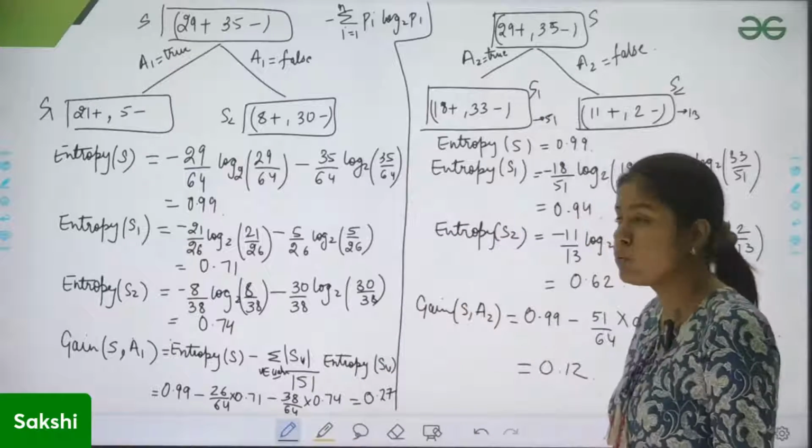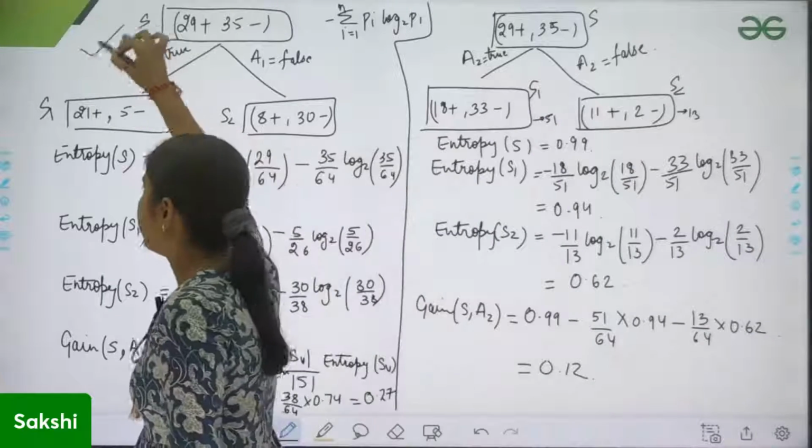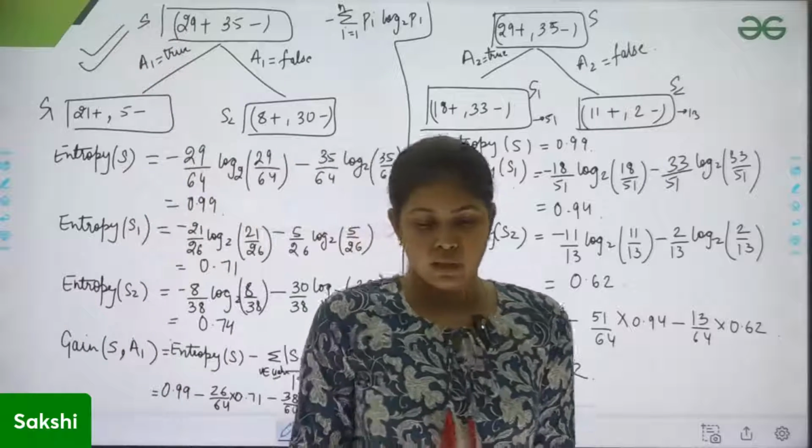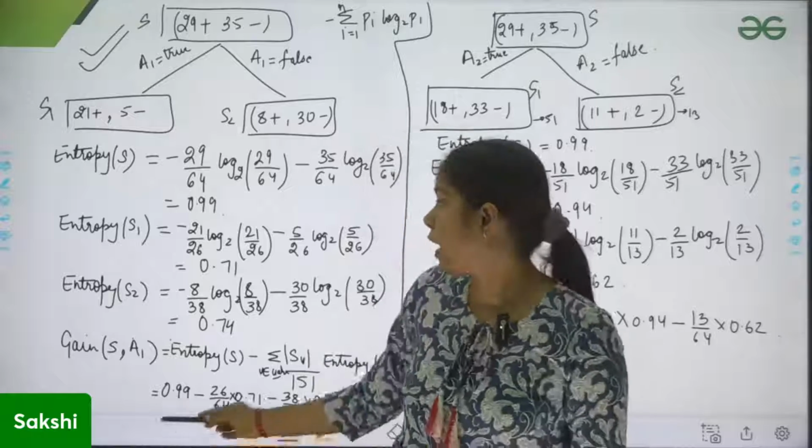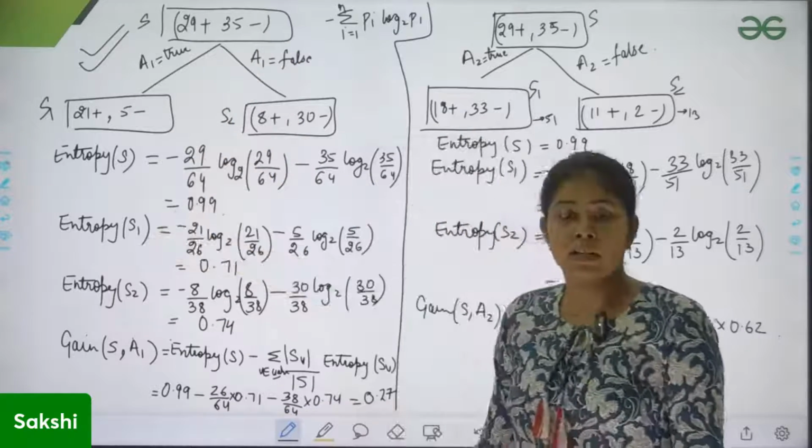So which split am I going to use? I'm going to use this A1 split because it has maximum information gain. Right? So do you guys get why I am using this split A1 instead of split A2?